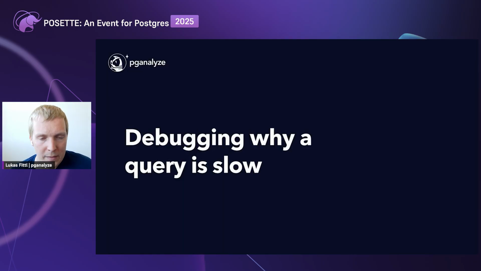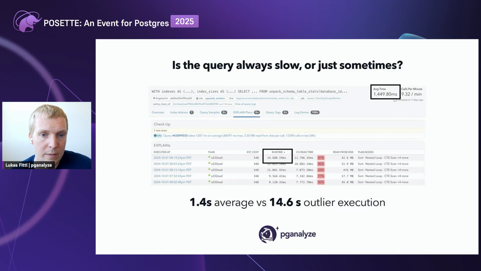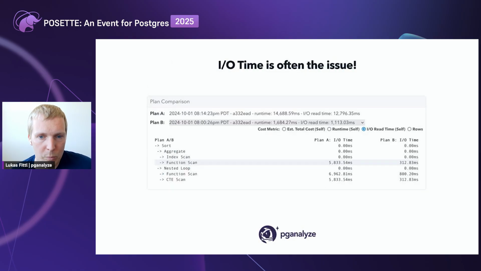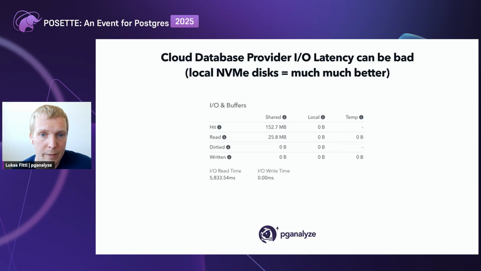Generally, I think it's important to have a good sense of what a good debug loop is. Usually I start debugging by asking: is the query always slow, or just sometimes slow? Here we have a query that has 1.4 seconds of average execution time, but the outlier took 14.6 seconds. This is a good starting point: why did it take 14.6 seconds in that one case? Oftentimes, I/O time can be the problem. It might be a particular node loading more data, or maybe the disk is overloaded, and that greatly influences the total runtime of the query.